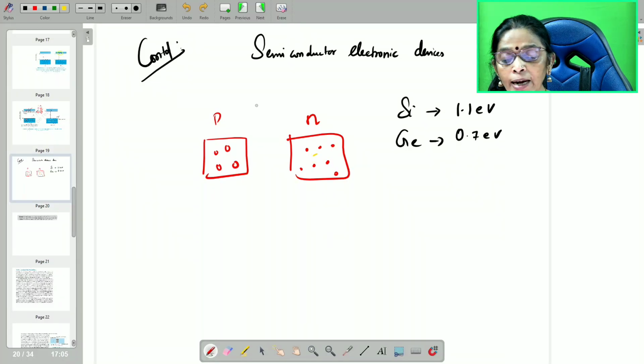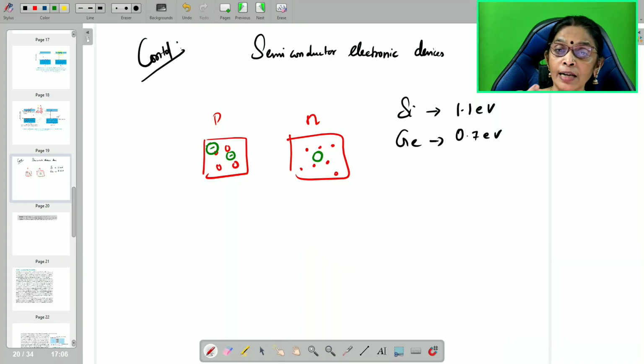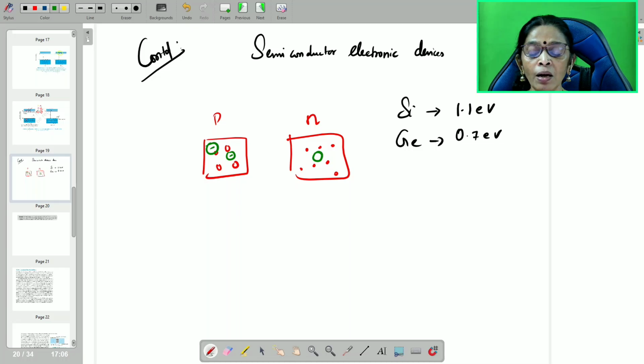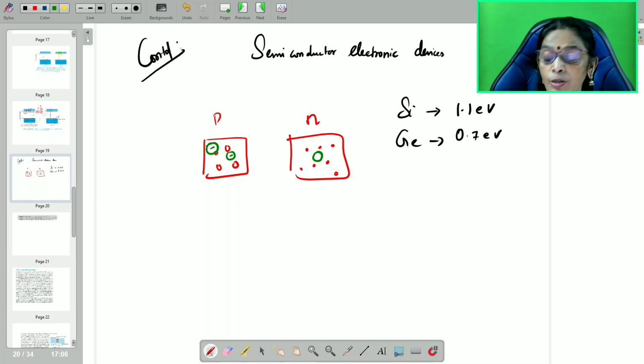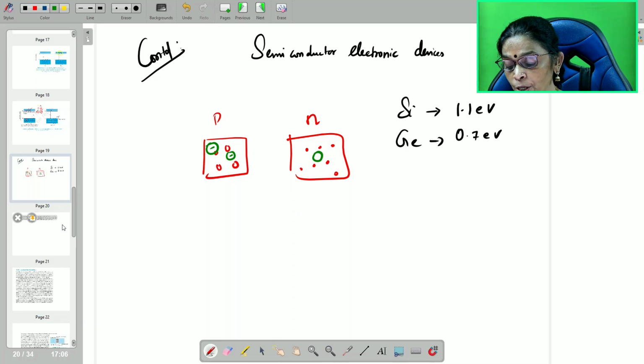That is called minority charge carriers. So, this is holes, minority charge. Here there are excess holes, but the minority charge carriers, electrons, are less. Now, so far we have seen p-type semiconductor and n-type semiconductor. Now, you are going to see p-n junction formation.